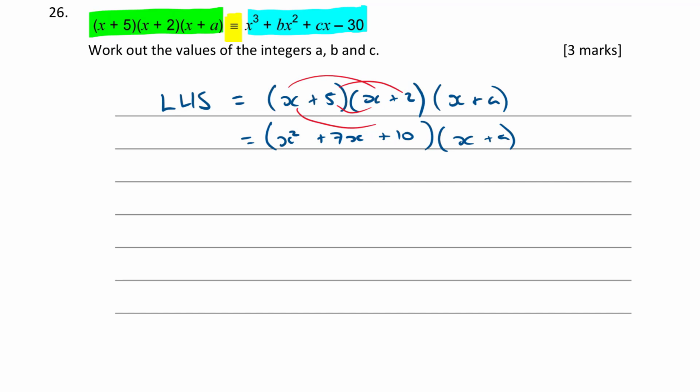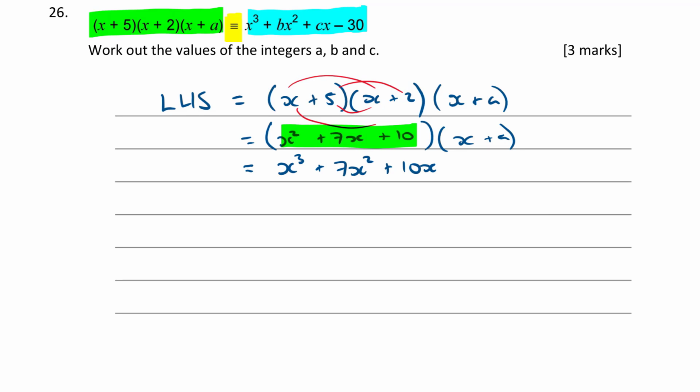So it's a little bit more complicated because I've got a quadratic expression times a linear expression. And we're going to do something similar to FOIL, but not exactly the same because I've got more parts. Basically, I have to take everything in the first bracket and multiply it by x, and then take everything in the first bracket and multiply it by a. Okay, so multiplying the first bracket by x first off, I'm just going to write that down as x cubed plus 7x squared plus 10x. So that was taking everything in here and multiplying it with x.